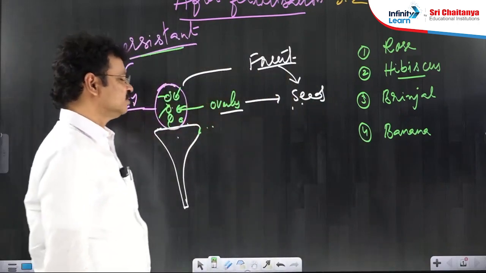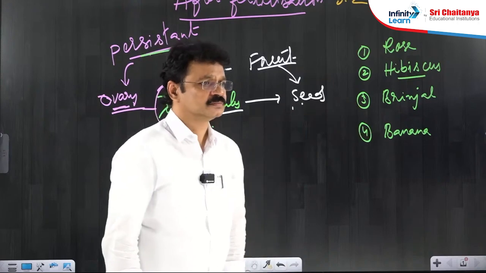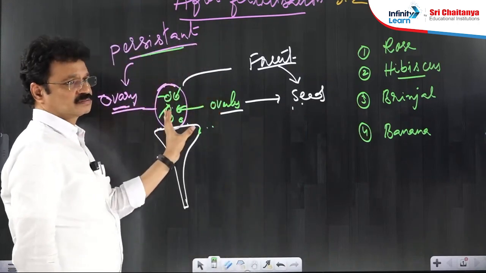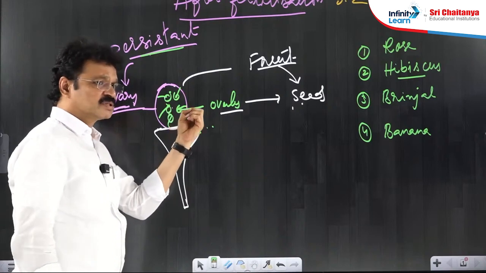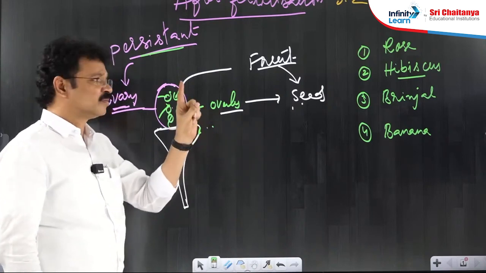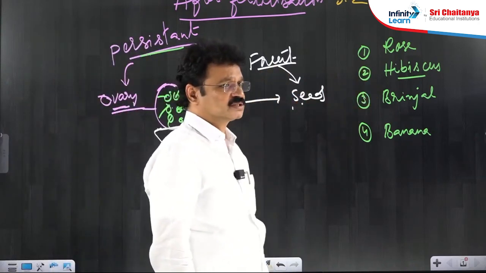What is the right answer? The question is: the persistent calyx is found in. Persistent means permanently attached calyx. Generally, in 99% of flowering plants, the calyx sepals fall down after fertilization. But in one plant among these four, the calyx is persistent.